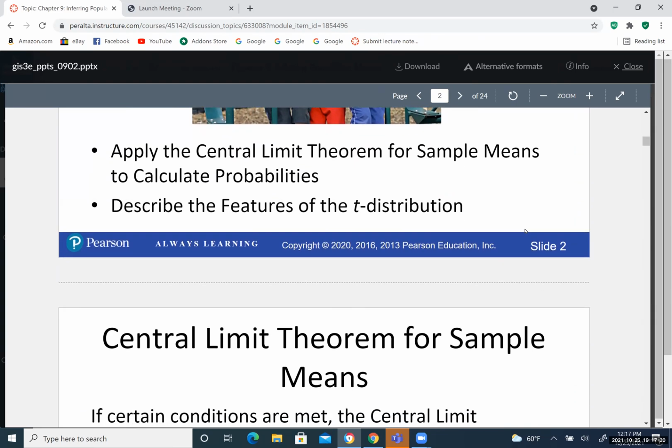We will apply the central limit theorem for the sample means to calculate probabilities and describe the features of the t-distribution. So now they're talking about the t-distribution coming in. In 9.1, you were talking about the sampling distribution, right? It's all the sample means. So now it's the t-distribution. Let's see what they're saying about this.